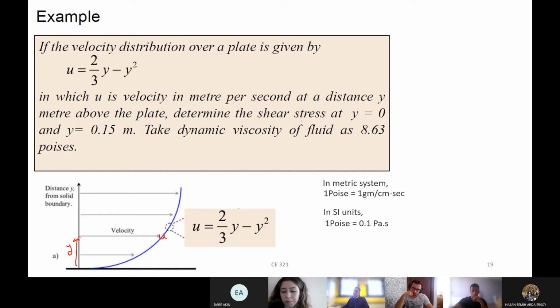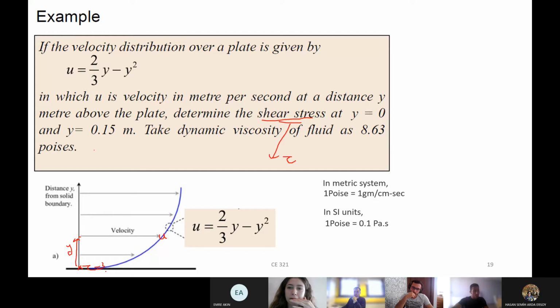About the plate, determine the shear stress. What is the shear stress? Tau. I always solve in that way, and you should solve in that way. Just write tau at y equals 0. Where is y equals 0? Here. So the question says, what is the amount of tau here? This is the first part.